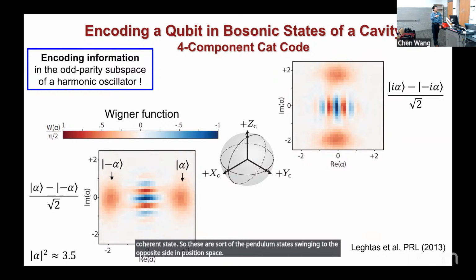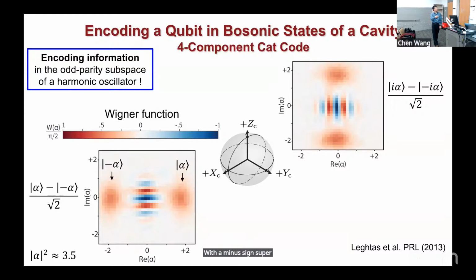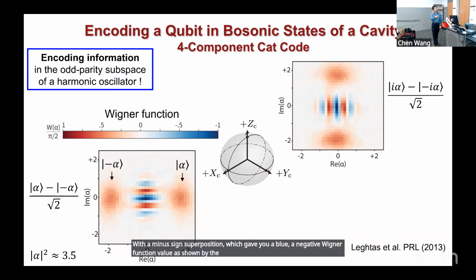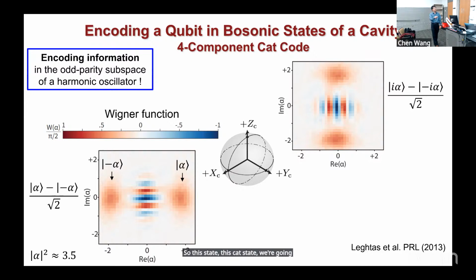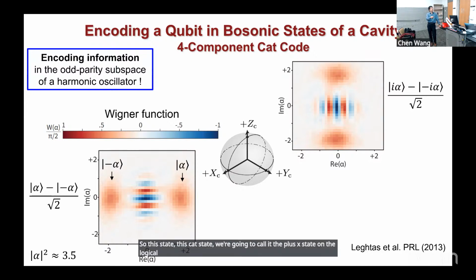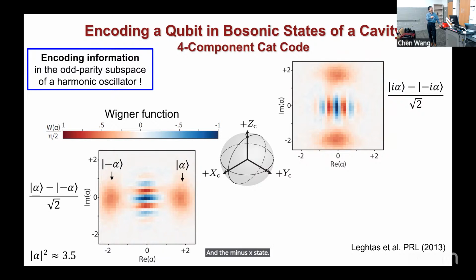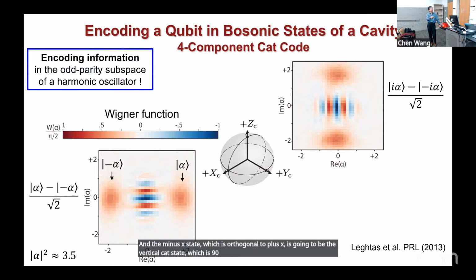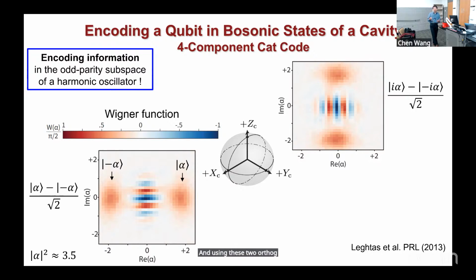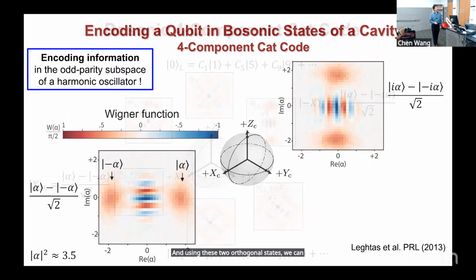With a minus sign superposition, which gives you a negative Wigner function value as shown by the blue fringe in the middle. So this state, this cat state, we're going to call it the plus x state on the logical Bloch sphere. And the minus x state, which is orthogonal to plus x, is going to be the vertical cat state, which is 90° out of phase versus this cat, or plus i alpha versus the minus i alpha state. This is the minus x state. And using these two orthogonal states, we can fill out the entire Bloch sphere.